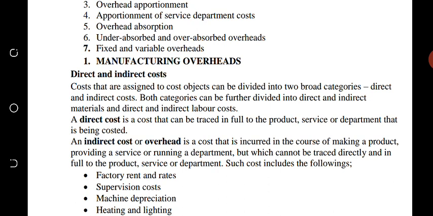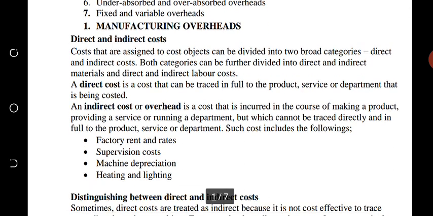So let's look at a direct cost. What do we mean by direct cost? A direct cost is a cost that can be traced in full to the product, service, or department that is being costed. So when we say direct cost, these are costs that can be traced in full to a particular product, service, or department. Any cost that is traceable, we say it is a direct cost.